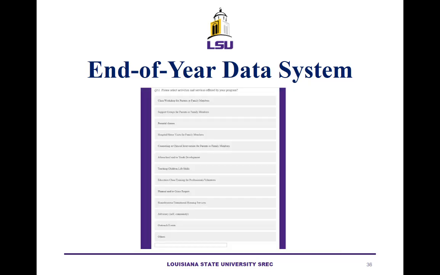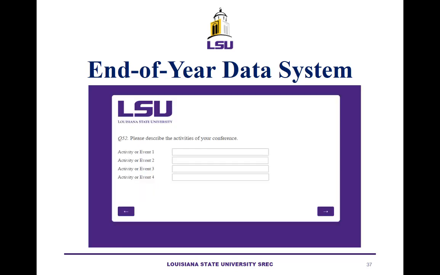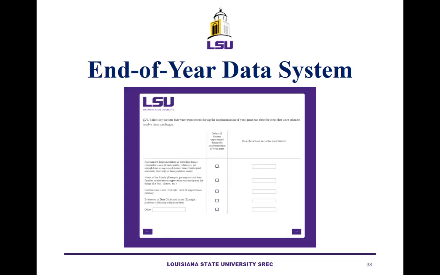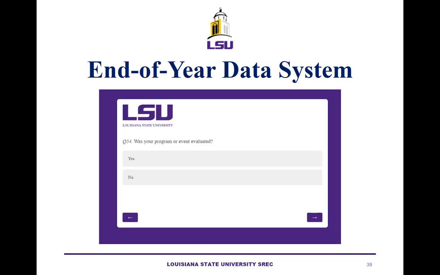If your grant is a program, please select any activities or services offered by your program. If your grant is a conference, describe the activities offered by your conference in the text fields. Select any barriers that were experienced during implementation of your grant and describe steps that were taken to resolve these challenges. Was your program or event evaluated?